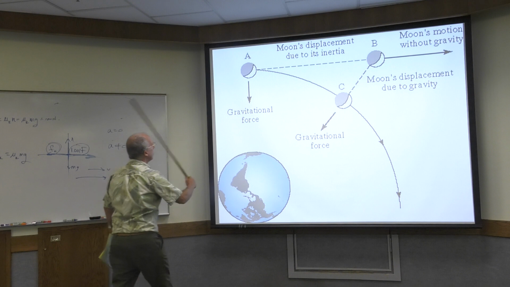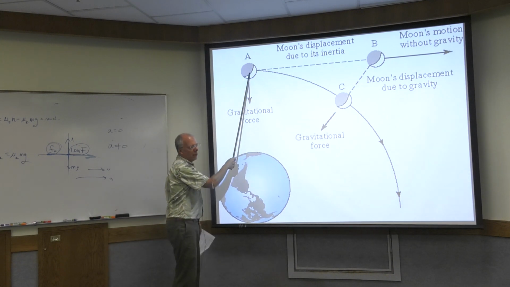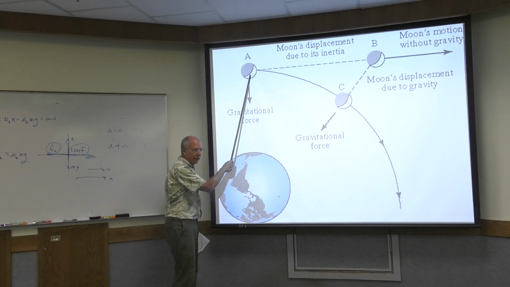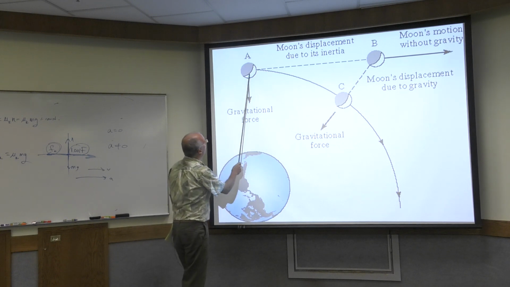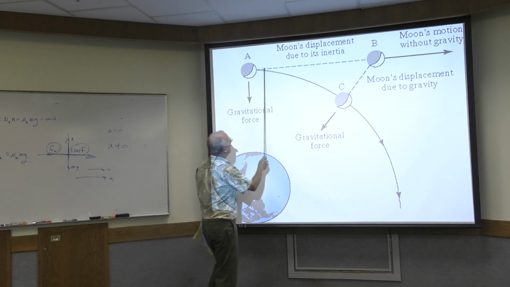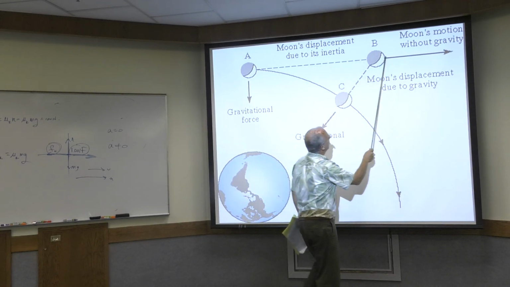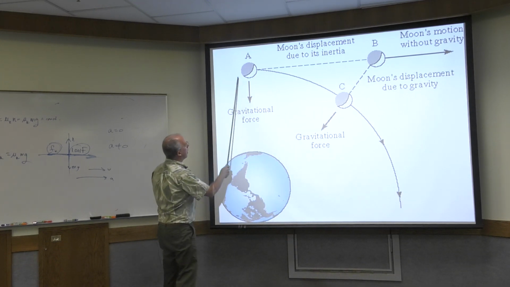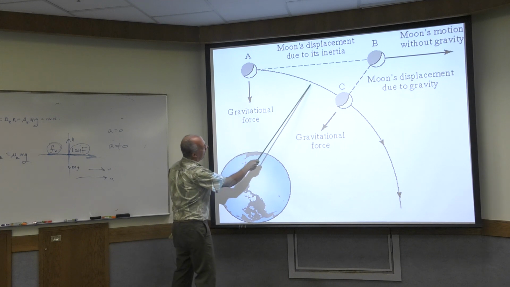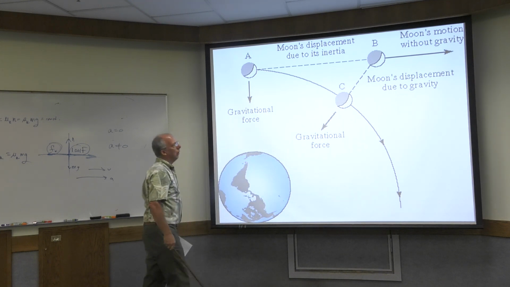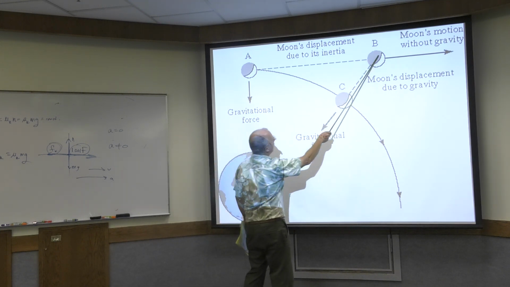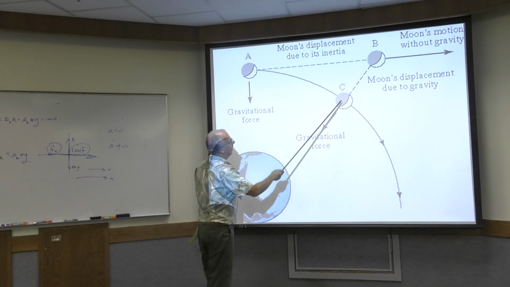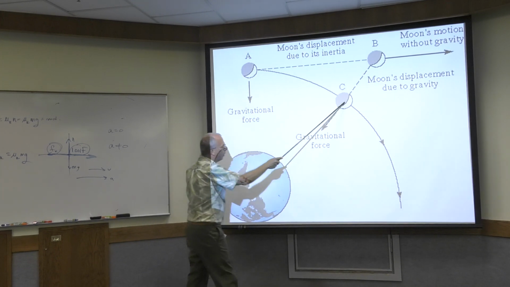And then let's say it gets to this point, and for some reason the gravitational force just ceases to exist. Well, what would be the direction of the moon? It would go this way, just keep going this way. But if there is gravity, the moon follows a circular orbit. It goes this way. So without gravity, it would be here. With gravity, it's there.